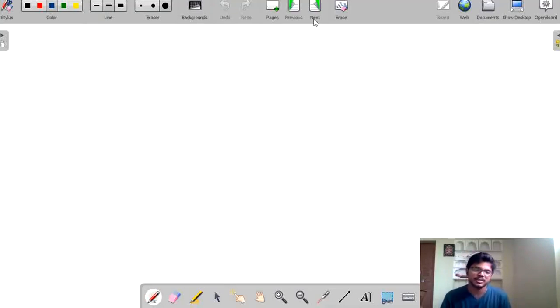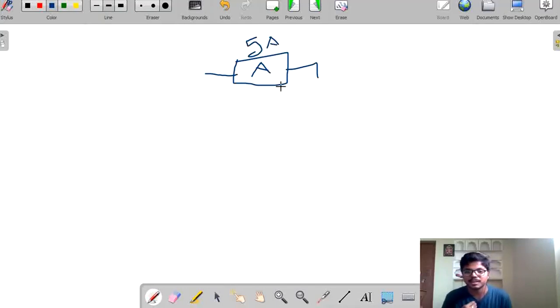Now see, basically assume that you have an ammeter. What will an ammeter do? An ammeter will measure the current, right? Assume that my basic ammeter can read a maximum current of 5 amperes. If I need to measure a current greater than 5 amperes, assume 10 amperes, then what do I need to do? I need to use another ammeter, right?